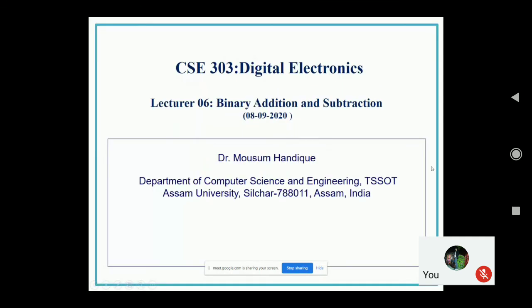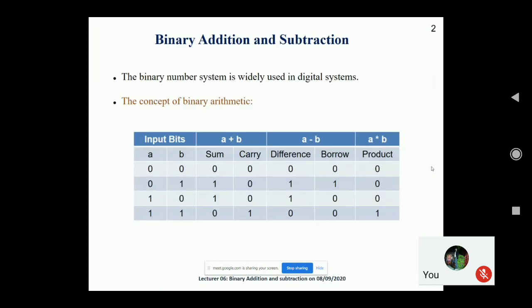Now next we are discussing binary arithmetic, that means how we perform binary addition and subtraction. Binary number system is widely used in digital systems because digital systems are binary in nature. That means the voltage range is either 0 or 1.